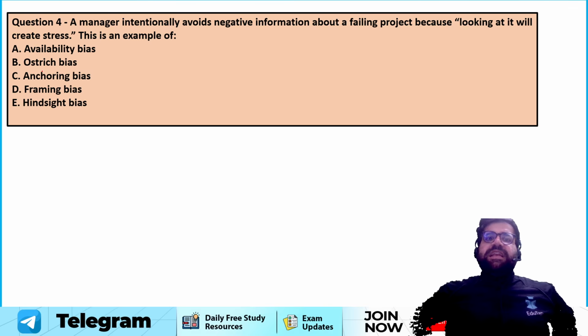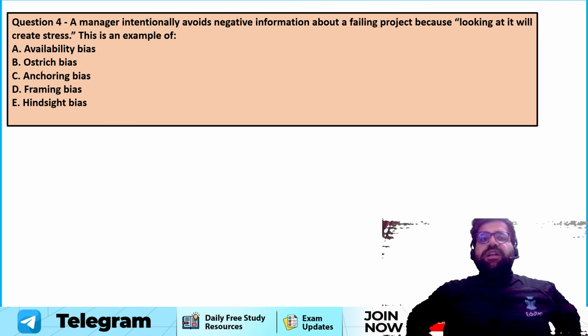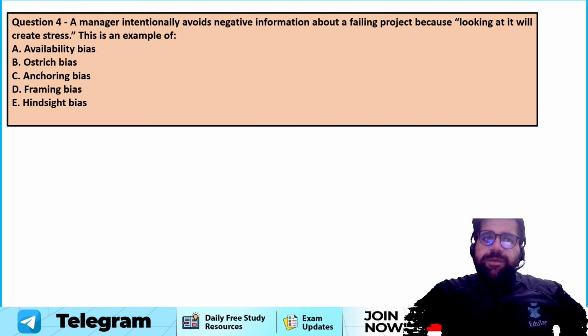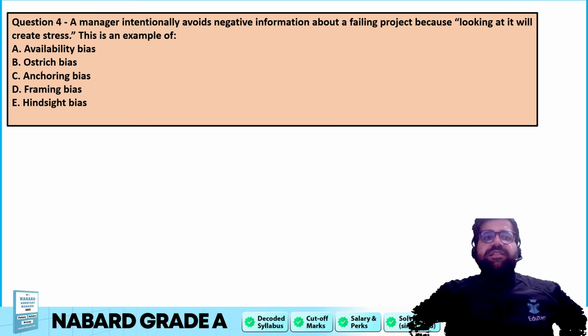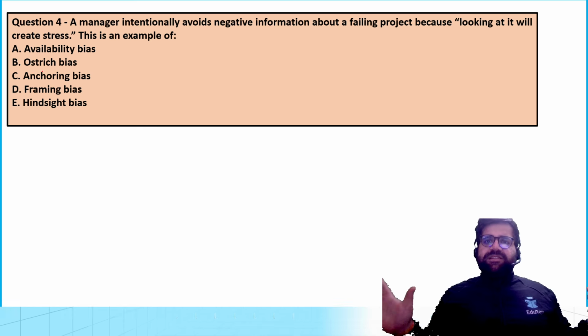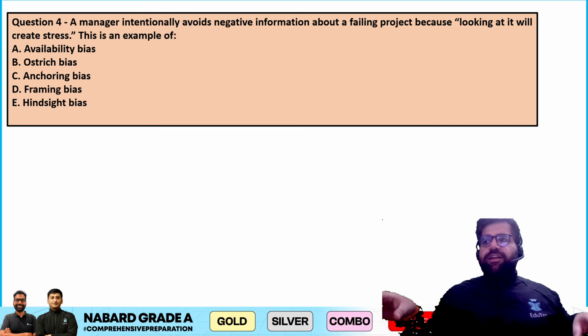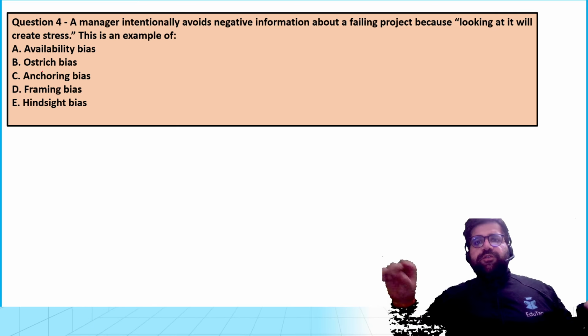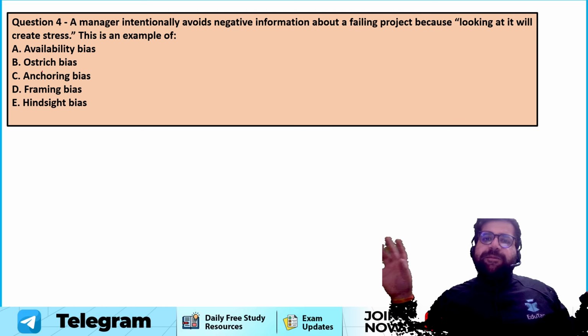A manager intentionally avoids negative information about failing projects because looking at it will create stress. What kind of biasness is this? Is this availability? Is this ostrich bias? Is this anchoring? Is this framing bias? Or is this hindsight bias? By the way, framing bias means that you are putting things according to you. You think that this should be put over here, so you will put it. So it's like you are framing your own story or your own dreamy story.